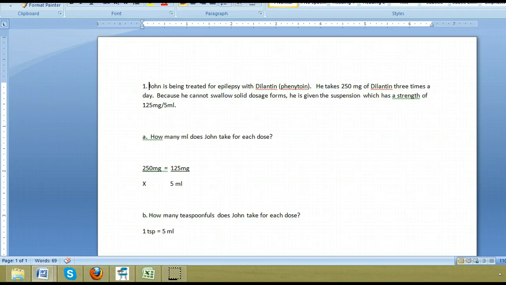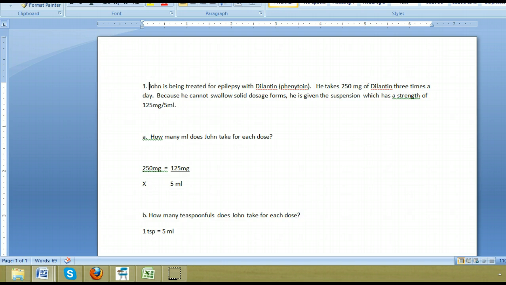Call it number 1. John is being treated for epilepsy with Dilantin. That's a trade name for phenytoin. It's an anti-epileptic, anti-seizure drug generally given for grand mal seizures. He takes 250 milligrams of Dilantin 3 times a day. So each dose is 250 milligrams. He can't swallow the solid dosage forms. This comes in a little capsule. So he is given the liquid suspension.